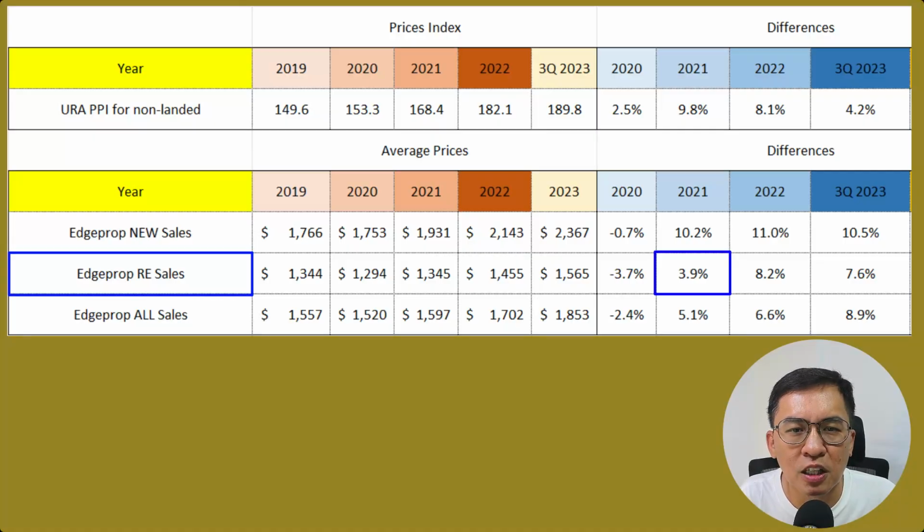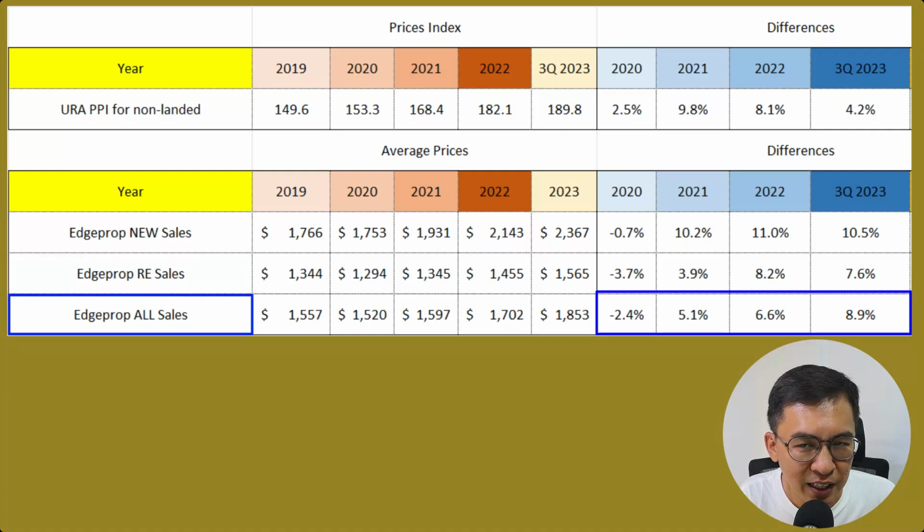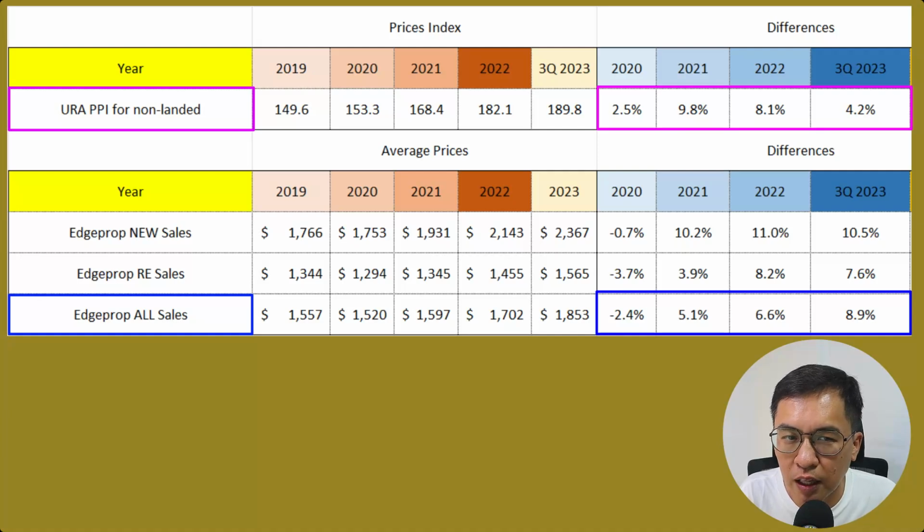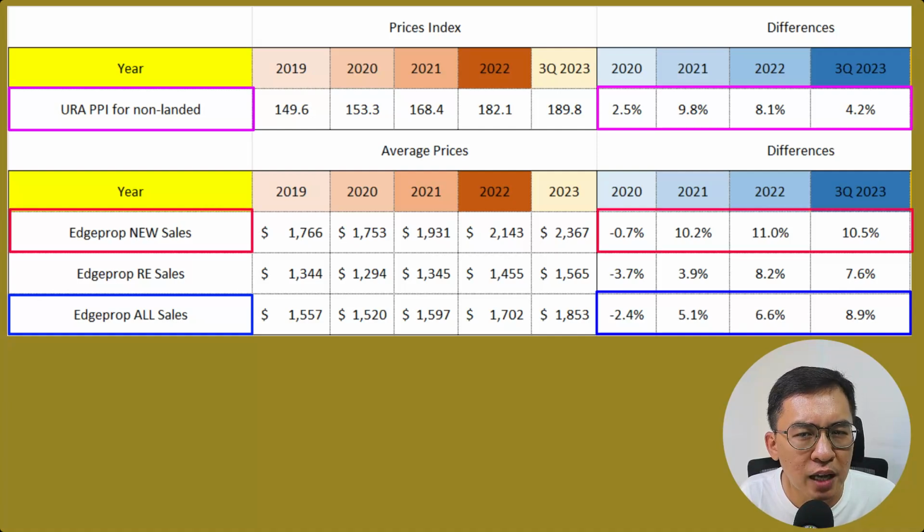Subsequently, resale prices started to pick up, at 3.9%, 8.2% and 7.6% between 2021 to third quarter 2023. In the last row, we have the overall sales figures for the respective years. And if we compare them against the URA non-landed PPI, there is still a significant difference between the two sets of data. What I can assume is that the new sales data may have distorted the overall URA PPI. As we all know, the gain achieved by new homes has outperformed the resale market in recent years.